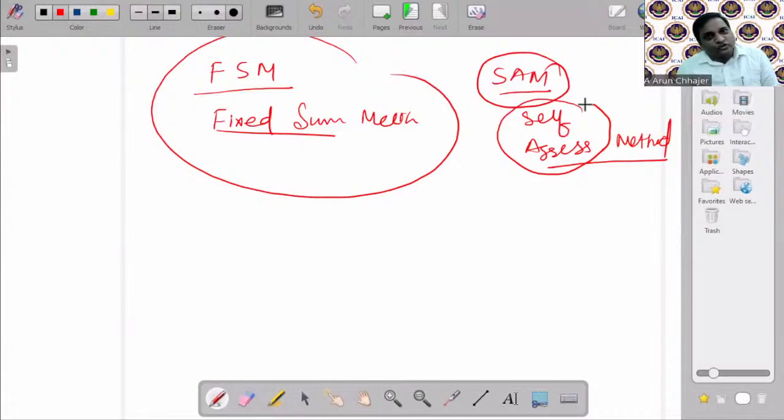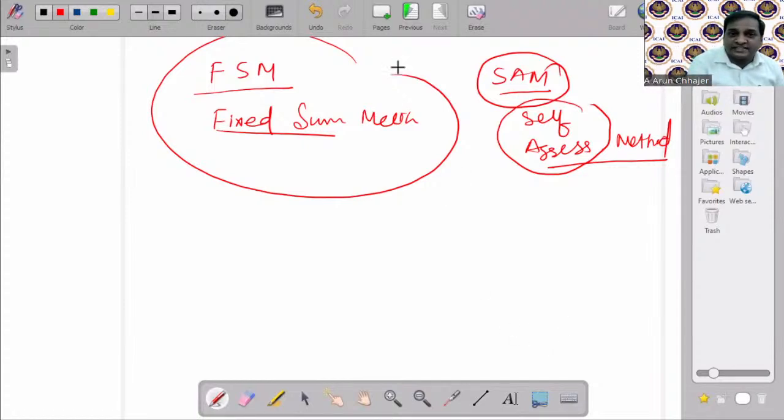How can I calculate actually? By calculating my total outward supply, by calculating my total eligible input tax credit and the net amount, I need to pay the taxes. We are calculating the amount which I need to pay either by using the fixed sum method or by using the self-assessment method. There is no problem if I am choosing fixed sum or if I'm choosing self-assessment.